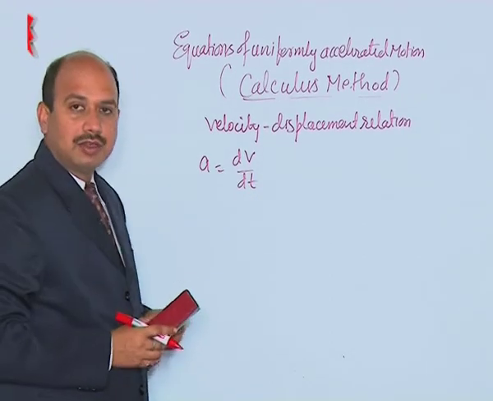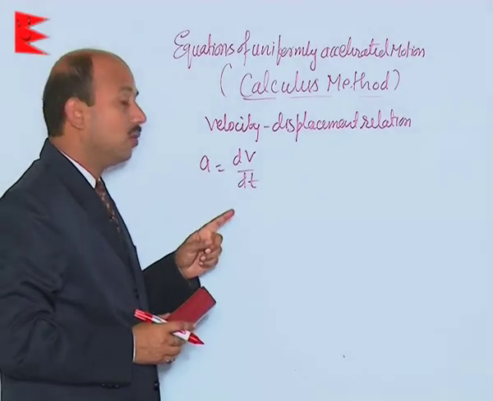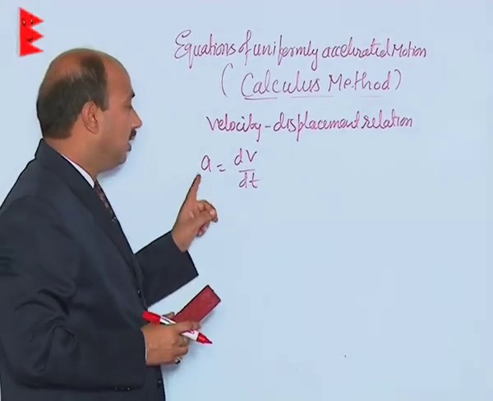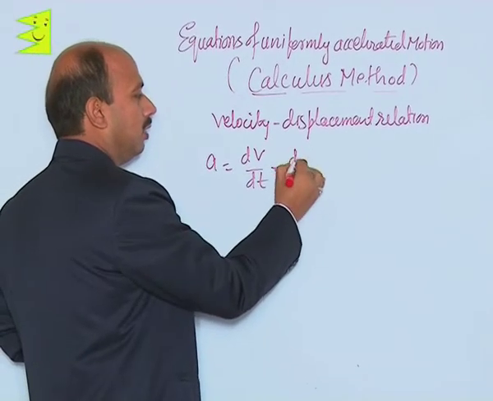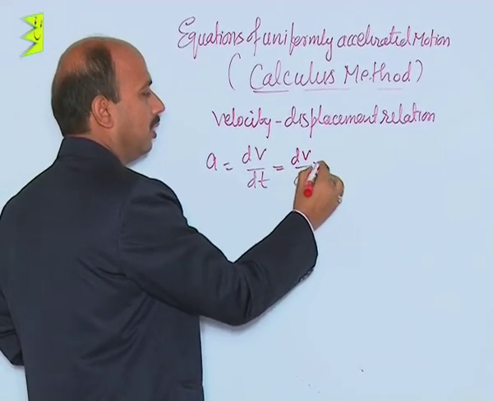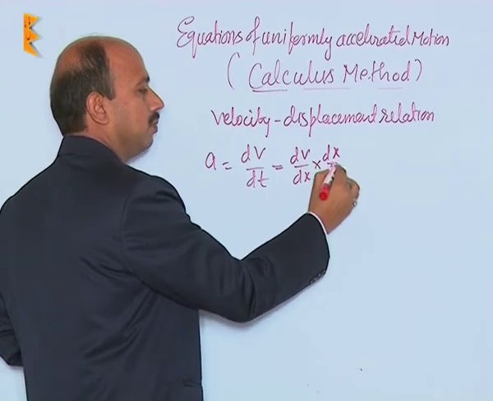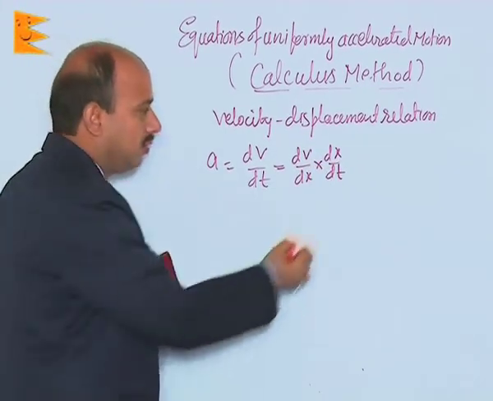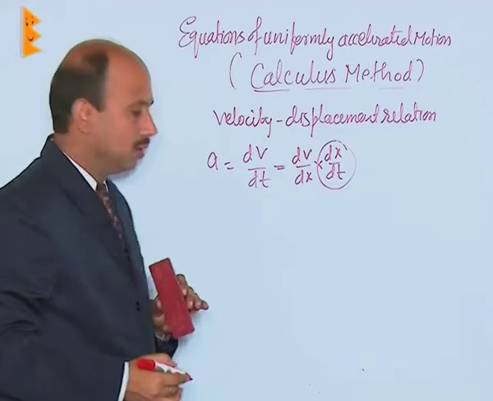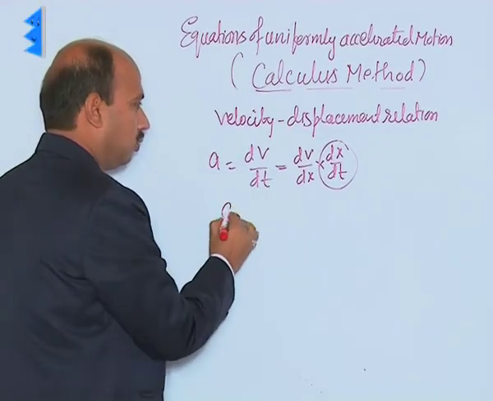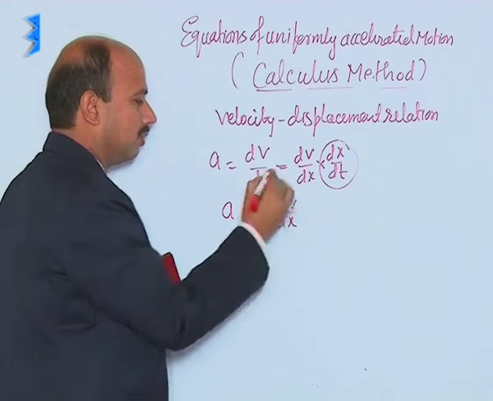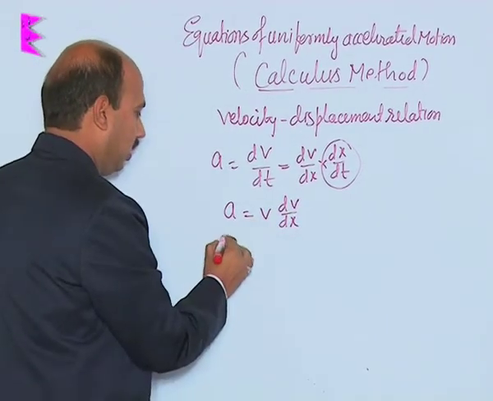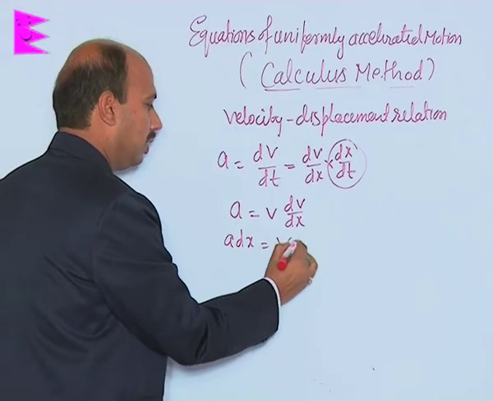This is instantaneous acceleration, but you know we need to find out displacement here. So, obviously, A should be in terms of displacement. So, we can also write here dv upon dx into dx upon dt. Now, this dx upon dt is velocity, instantaneous velocity. So, we can write A equals v into dv upon dx, and then A dx is equal to v dv.